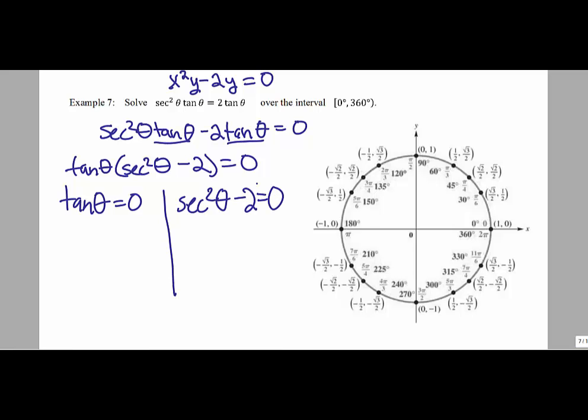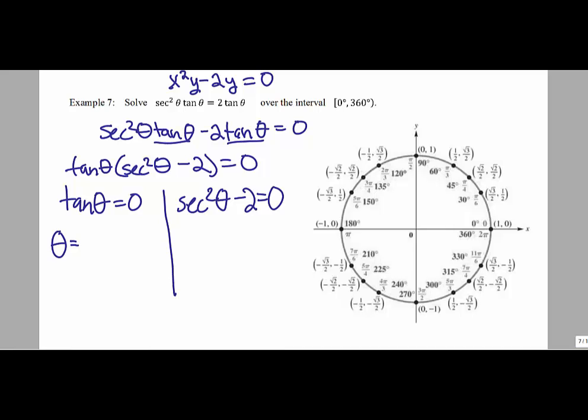Now what we see is that we actually have two separate equations. Each one of these equations only has one trig function, which is what we want. So now we have tangent theta equals 0. That's basically already solved how we want it to be solved. All we need to do now is to determine what angles describe this. Tangent of some angle equals 0.